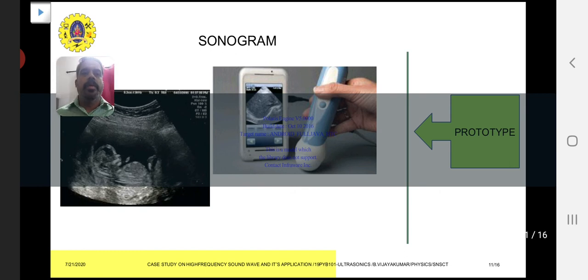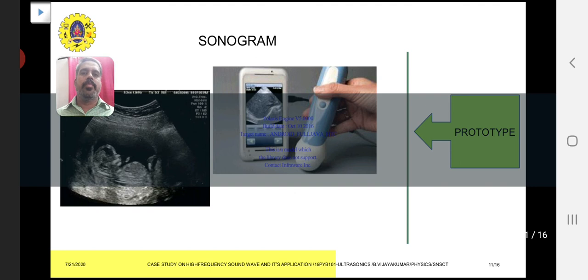The sonogram is a very important device for fetus growth. That means baby identification and baby growth. Right? Then the right picture shows the transducer of the sonogram. The transducer is a piezoelectric transducer. We already know this word from the production of ultrasonic piezoelectric generators. So the same material we use here. The transducer acts as transmitter and receiving part. So the transducer plays a very important role in this.